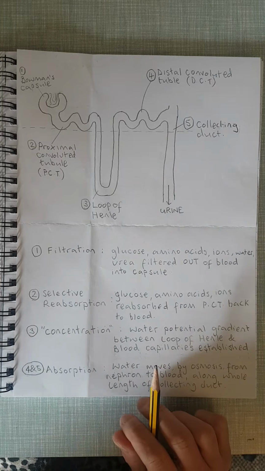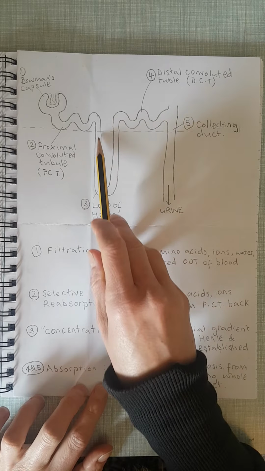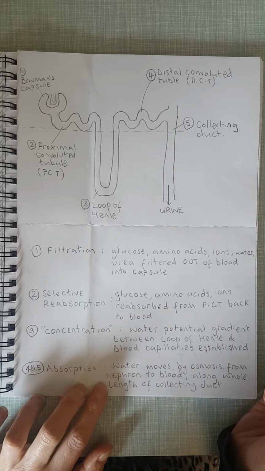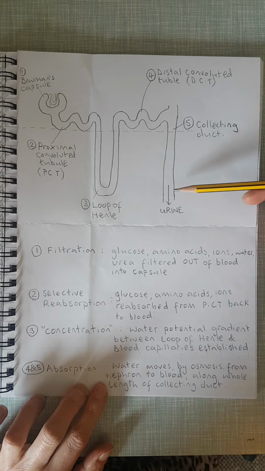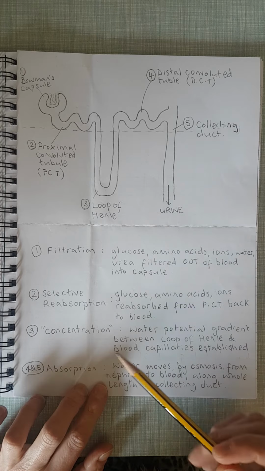Okay, so this tutorial is focusing on the role of the loop of Henle in the nephron in concentrating the urine that's going to be produced from the nephron. Okay, so just a quick recap.